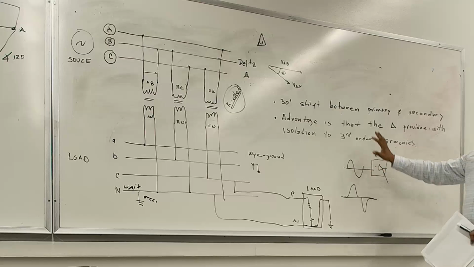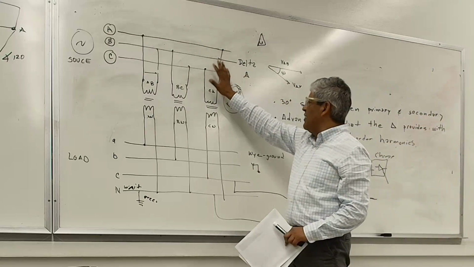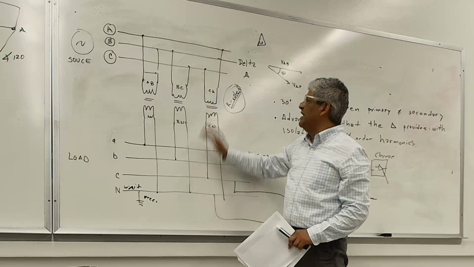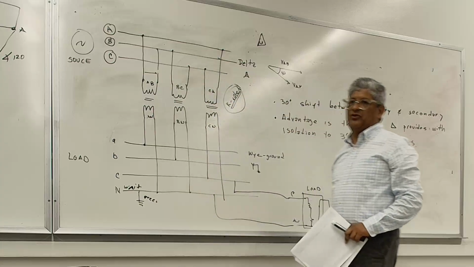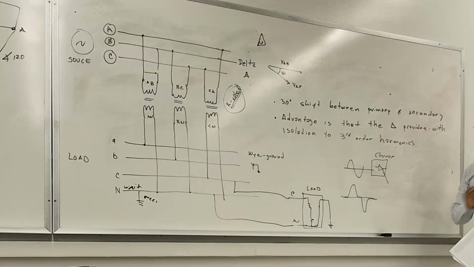The point I'm trying to make is that if you have a delta, whether it's on this side, you have the ability to drop those third harmonics, but just third. So if you have a 7th, it goes through. Yes, sir.